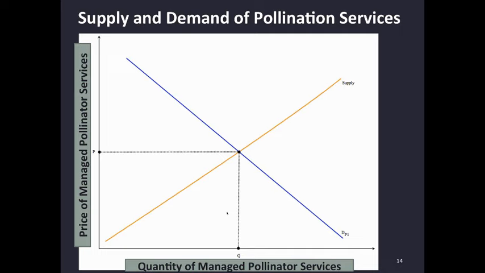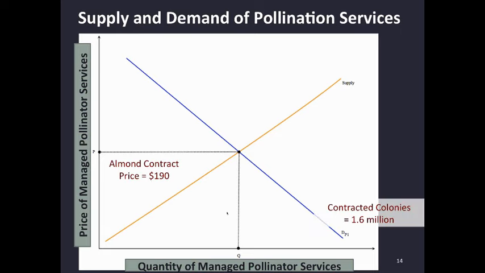If we are able to identify the supply and demand curves, we can then estimate the value of pollination to crops, in this case, almonds in California. So suppose in 2015, the almond contract price was about $190, and the number of colonies demanded was 1.6 million. The total value for honeybees across the almond crop was $304 million in production alone.